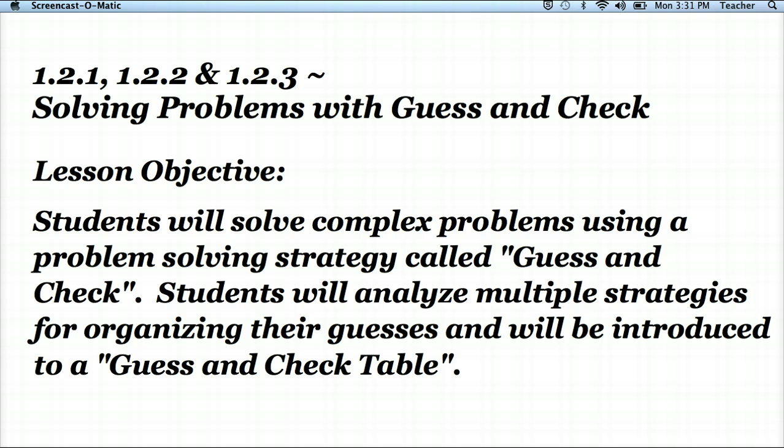The lesson objectives: students will solve complex problems using a problem-solving strategy called guess and check. Students will analyze multiple strategies for organizing their guesses and will be introduced to a guess and check table.